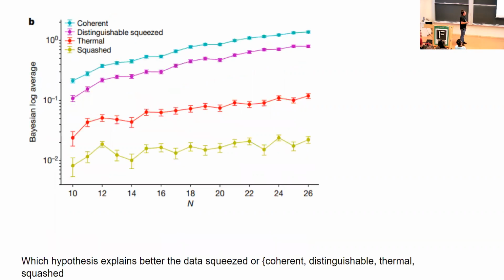And finally, given the samples, we can ask of all these hypotheses, which one explains the data better? So we can take the probability of a sample or a collection of samples given hypothesis A and given hypothesis B, and I can take the ratio. If that ratio is greater than 1, that means the probability according to hypothesis A is more likely. And because this is going to start to blow up really fast, what I take is the logarithm, and this is this Bayesian log average. And we plot it. We are here comparing these different hypotheses against the ground truth. And in all cases, the fact that this number is positive means that the most likely explanation are squeezed states.